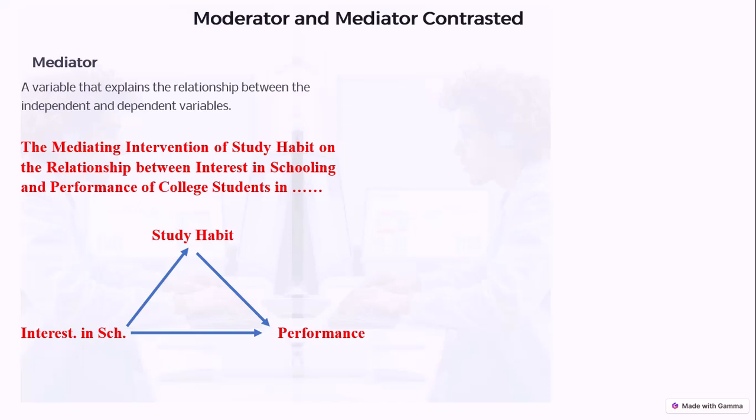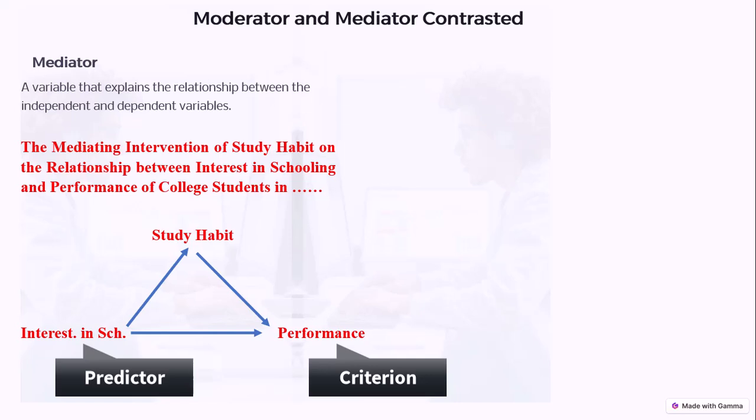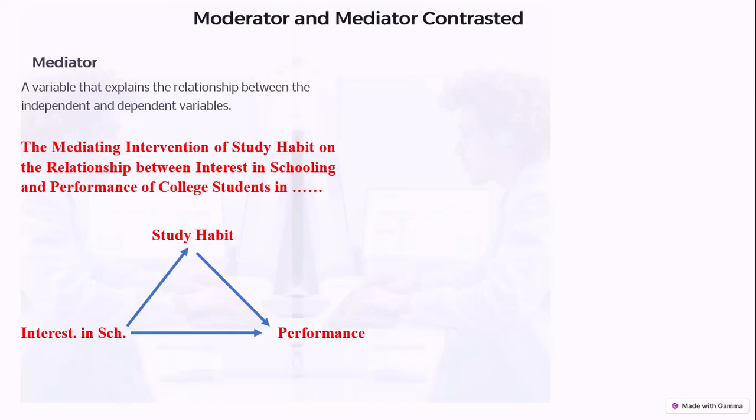For students who have low interest in schooling, the study habit may automatically become low because there's no interest, then eventually the performance may also decrease. So study habit here is serving as a mediator between interest in schooling and performance. So here we have interest as a predictor, then we have performance as a criterion variable, then we have study habit as a mediator, trying to provide explanation between these two, between the interest in schooling and performance.